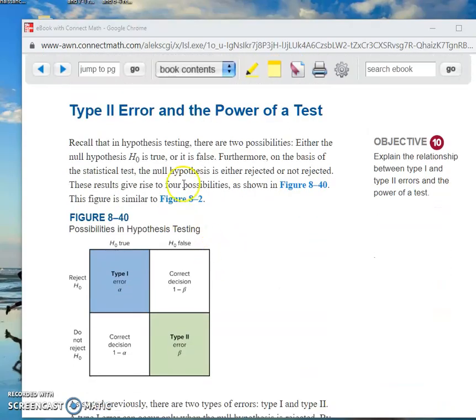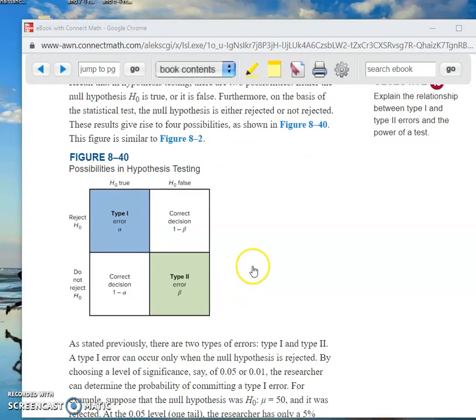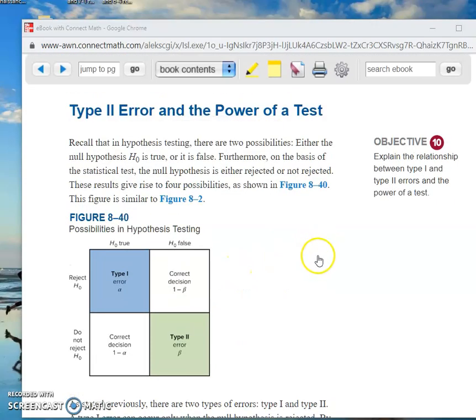Okay, so the next thing we're going to talk about here real quick is this type 2 error. The concept is that you decide to not reject, but you should have. The null hypothesis is false, but you did not reject it. That's called a type 2 error. And then there's a concept called the power of the test.